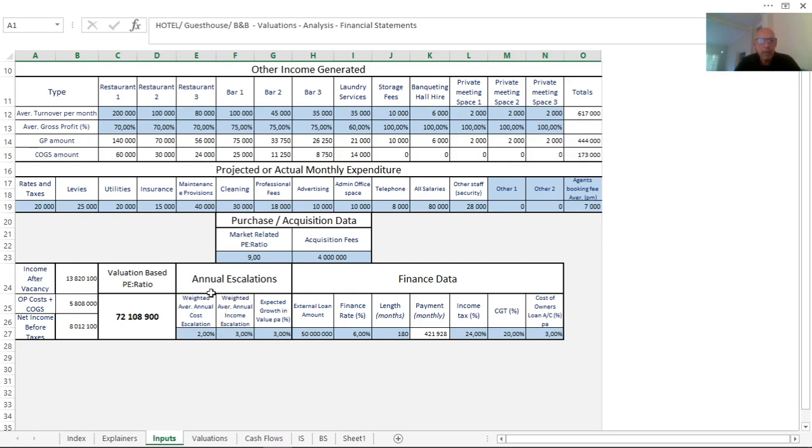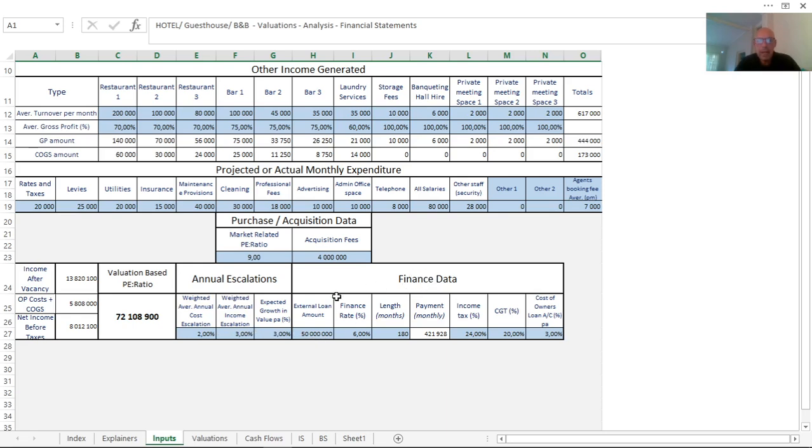And then we have annual escalations: your weighted average annual cost escalations, your annual income escalations going forward, and expected growth in value going forward. This will normally mirror your growth in income.